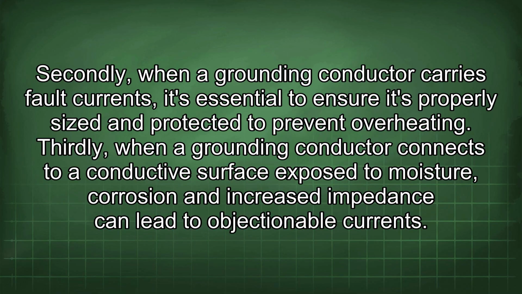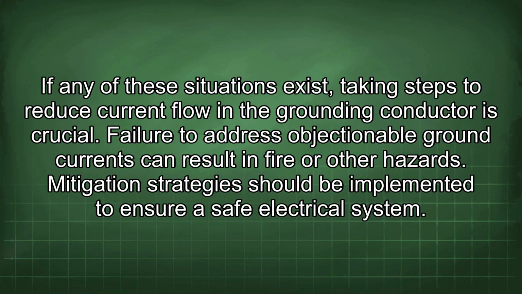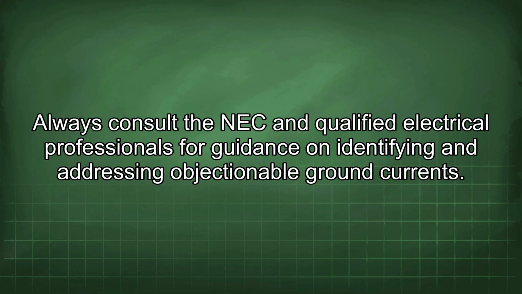to objectionable currents. If any of these situations exist, taking steps to reduce current flow in the grounding conductor is crucial. Failure to address objectionable ground currents can result in fire or other hazards. Mitigation strategies should be implemented to ensure a safe electrical system. Always consult the NEC and qualified electrical professionals for guidance on identifying and addressing objectionable ground currents.